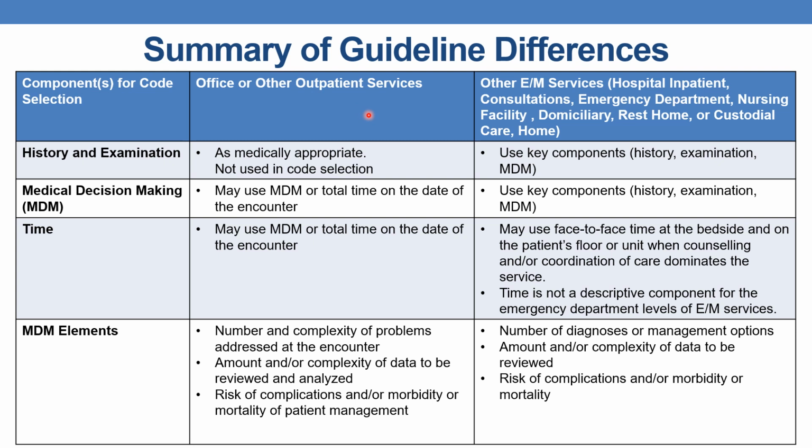So the simple summary of the guidelines is that for outpatient services, MDM only is taken as the governing factor for selecting E&M service, and history and examination must be documented as medically appropriate. For other services, all three components are required in order to select a proper E&M service code.